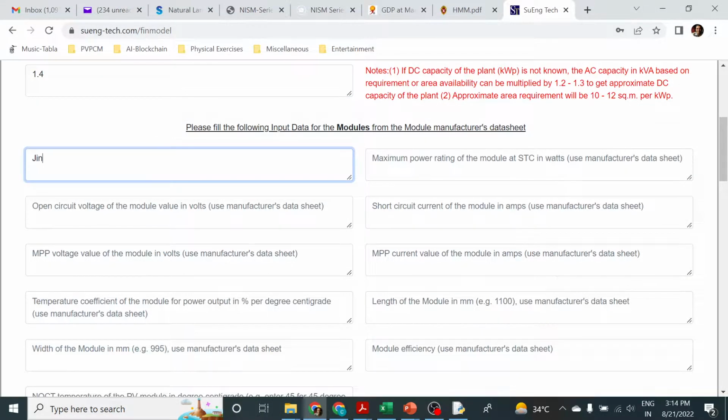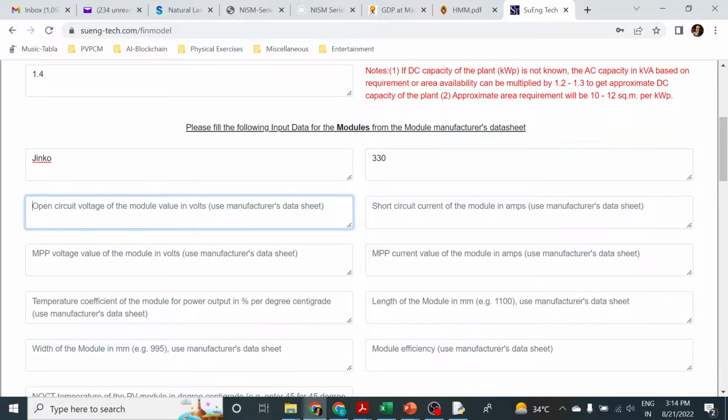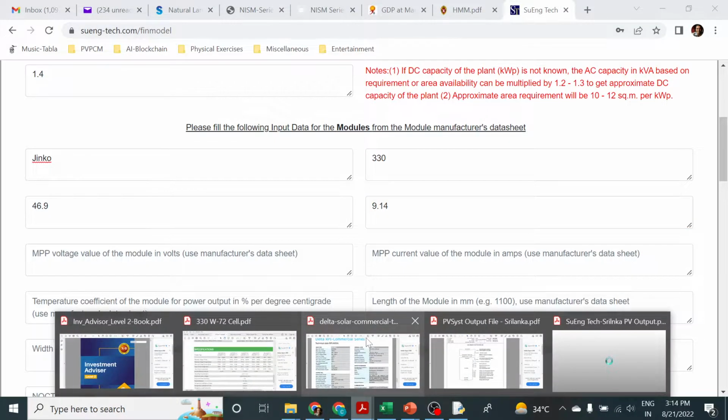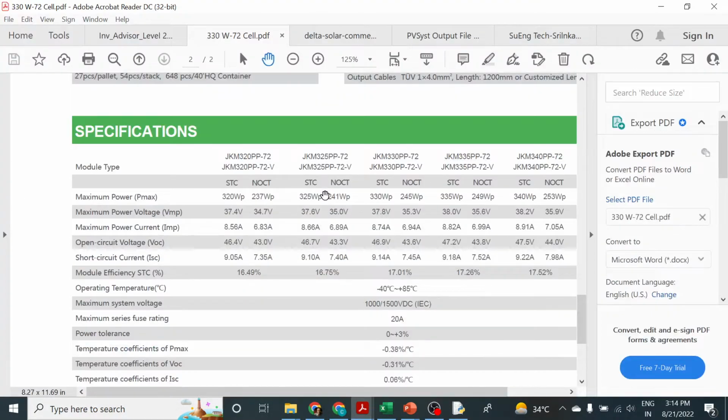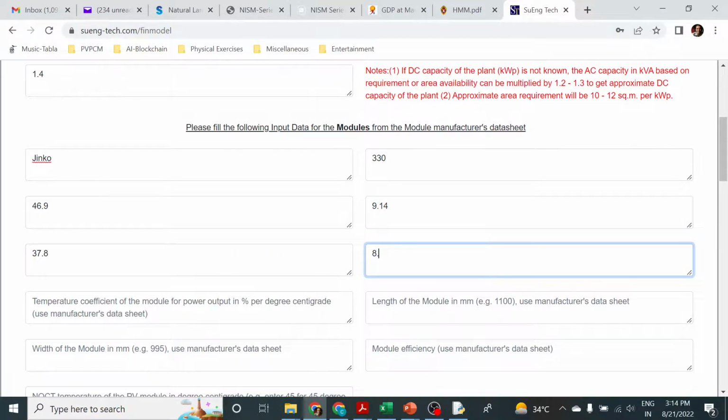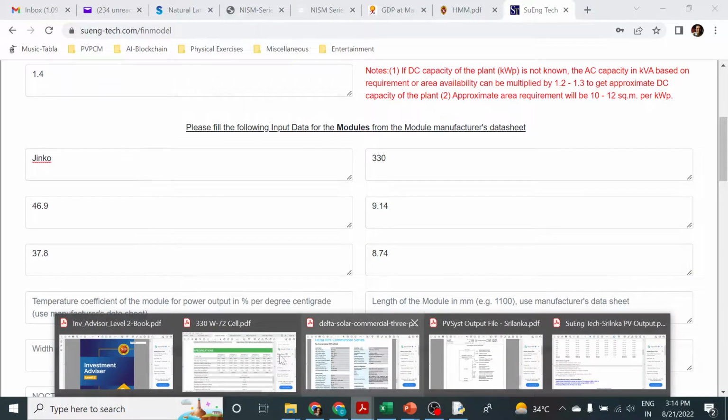Module name is Jinko. Maximum power rating in watts is 330. Open circuit voltage is 46.9 volt. Short circuit current is 9.14. Then MPP voltage. What is MPP voltage? It is the maximum power point voltage. So that is VMP, IMP: 37.8 and 8.74. Then the temperature coefficient of the module I get from here.